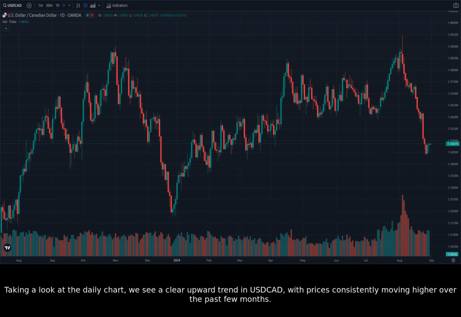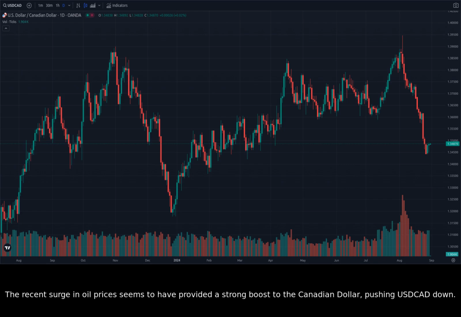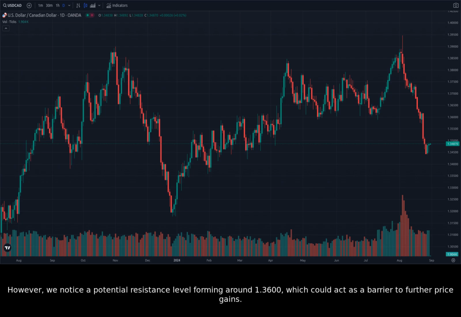Taking a look at the daily chart, we see a clear upward trend in USDCAD, with prices consistently moving higher over the past few months. The recent surge in oil prices seems to have provided a strong boost to the Canadian dollar, pushing USDCAD down. However, we notice a potential resistance level forming around 1.3600, which could act as a barrier to further price gains.